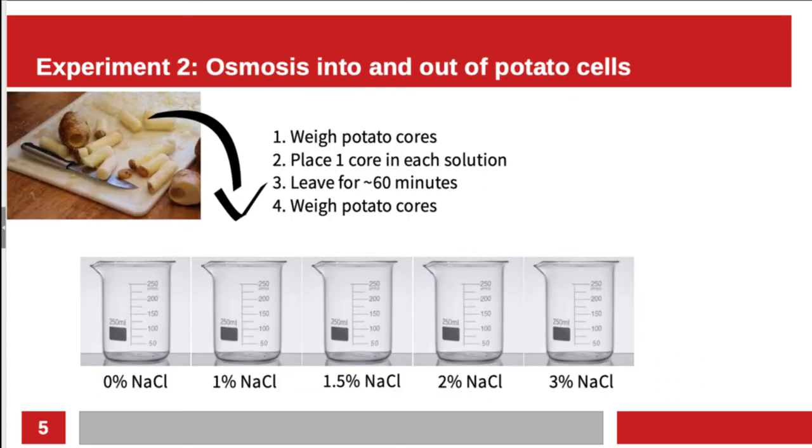In the second experiment, we're going to be looking at osmosis into and out of potato cells. And this is, again, another very simple experiment. To do this, we're going to cut little cores of potato and weigh each one of them. Okay? It's going to be really important that you're careful about weighing them accurately and then not mixing them up. Once you've weighed them, you can place each core in a different solution of sodium chloride.